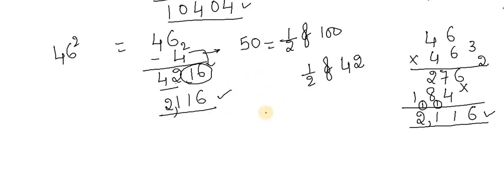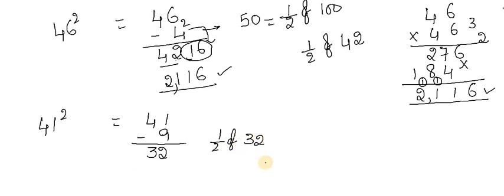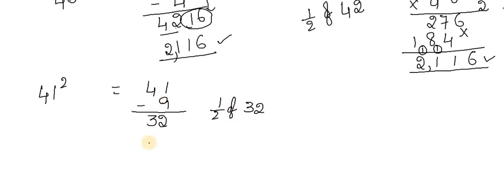Okay, shall we go with one more example which is very near to 50? That is 41 square. 41 is very near to 50, less than it by 9. So 41 minus 9 is 32. As usual, half of 32, which is 16, and 9 square is 81.